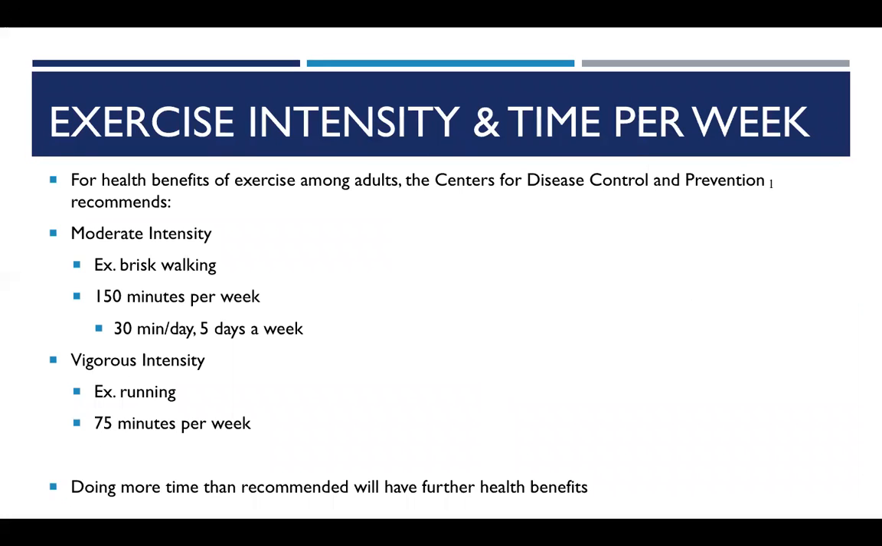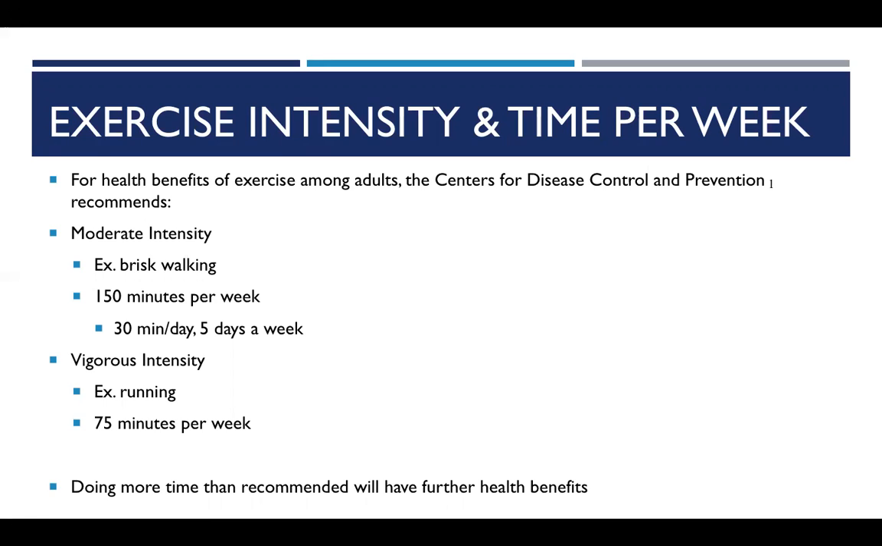So now I want to get into talking about exercise intensity and time per week. For health benefits of exercise among adults, the Centers for Disease Control and Prevention recommends moderate intensity exercise for 150 minutes per week. An example of moderate intensity exercise would be going for a brisk walk. For vigorous intensity exercise, they recommend 75 minutes per week. An example of vigorous intensity exercise would be running.